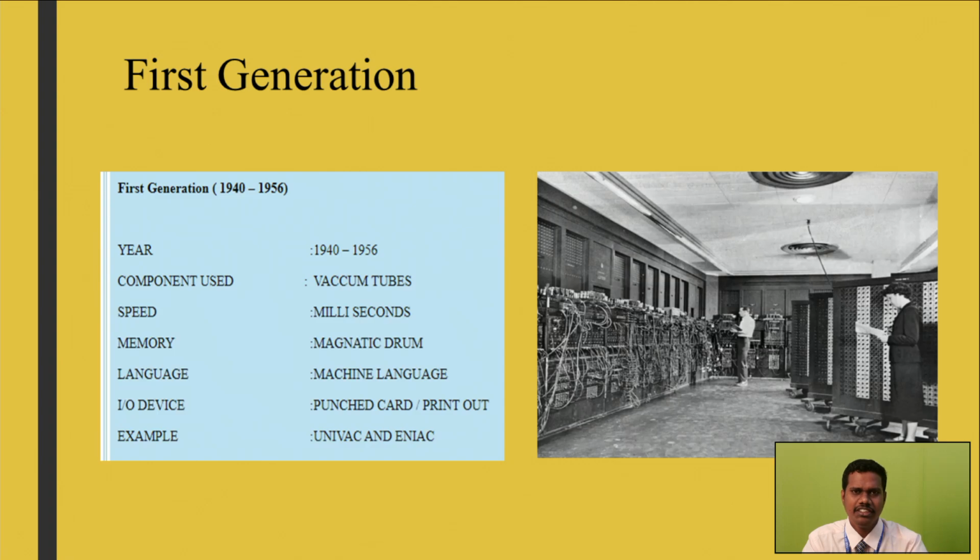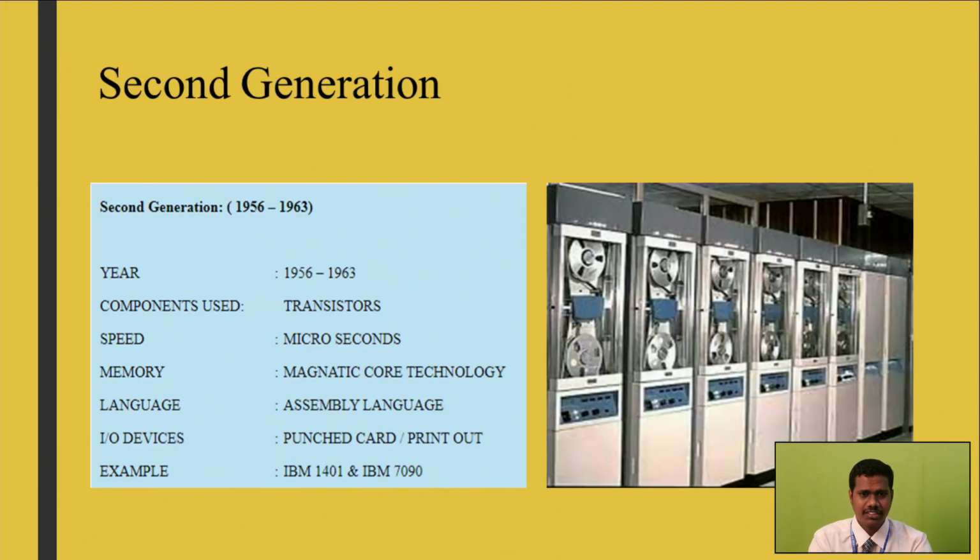In the first generation, the time period is 1940 to 1956. The component used here is the vacuum tube. Its speed is milliseconds, its memory is magnetic drum, and the language used for the first generation computer is machine language. The input output devices are punch card and printout, and the examples are UNIVAC and ENIAC.